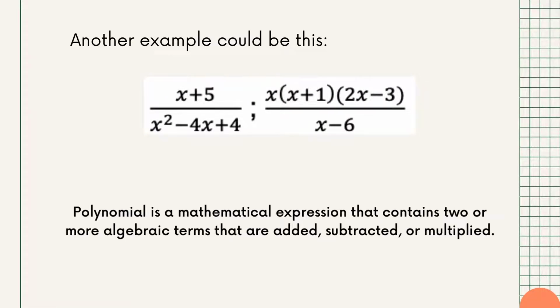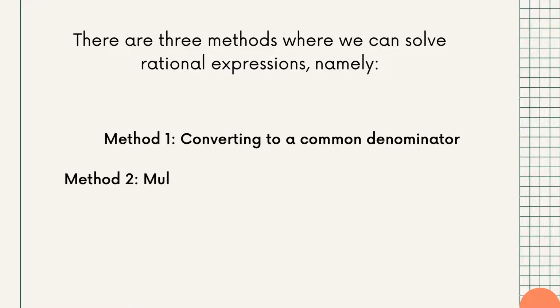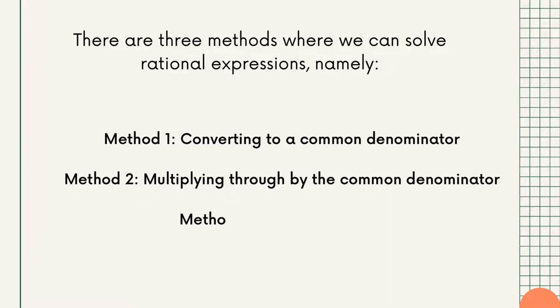A polynomial is a mathematical expression that contains two or more algebraic terms that are added, subtracted, or multiplied. There are three methods we can use to solve rational equations, namely Method 1, converting to a common denominator. Method 2, multiplying through by the common denominator. And Method 3, cross-multiplying.